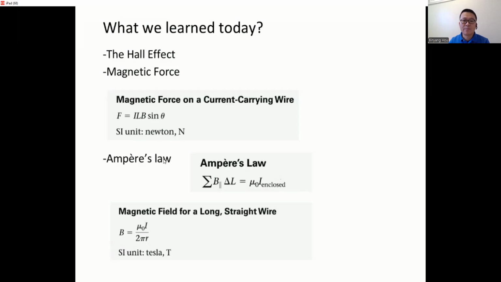We also talked about Ampere's law. That's a law that tells you how you can calculate the B field due to a current carrying wire. The application of that for a straight wire gives you the B field of a straight wire to be mu naught I over 2 pi times R. R is how far you are away from the wire, and mu naught is the constant number 4 pi times 10 to the minus 7.